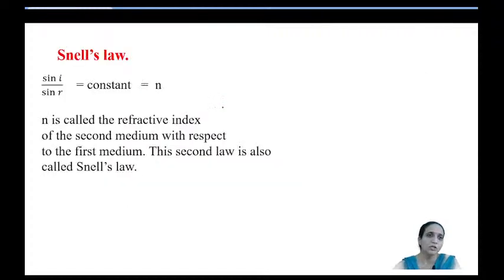Snell's law. The ratio of sin i upon sin r is equal to a constant, and this constant is called n. n is the refractive index of the second medium with respect to the first medium. This law is also called Snell's law. So what is Snell's law? Children, you are going to use this Snell's law to solve a few examples. So remember, the ratio of sin i upon sin r is equal to a constant. This constant is called n and is called the refractive index of the second medium with respect to the first medium.